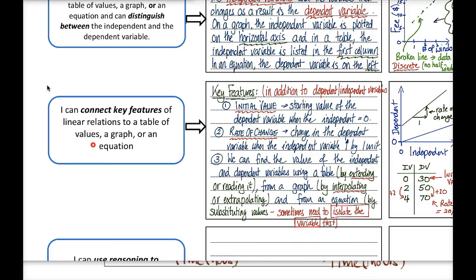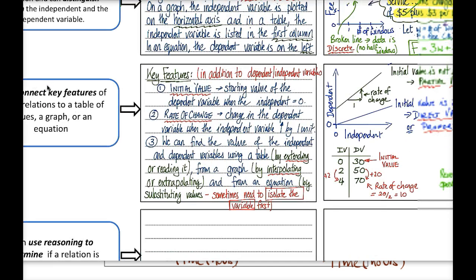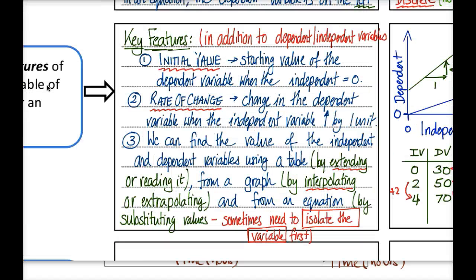So we're still working with these three ways of representing linear relations: a table of values, a graph, or an equation. So this is what we mean by key features of linear relations. We've already talked about two of the key features, those being the dependent and independent variables. But there are some more key features we want to talk about.